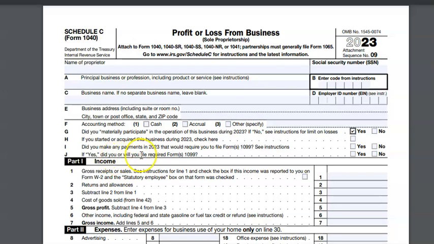Did you make any payments in 2023 that would require you to file Form 1099? Those are only if you've done business with other businesses. So business to business would generally receive a 1099 for whatever services they perform for you, that you give to them as a receipt for the work they've done and a receipt to you to show that's the expense you had for the business and that's a write-off for you. And so that's what that's talking about.